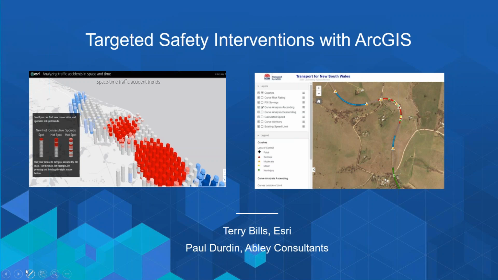Today's webinar is the third in the series that we've done with Abley, who we think is actually doing some very important and creative work in safety with GIS. The first webinar focused on out-of-context curves and how we can use GIS to identify dangerous road curves. The second webinar focused on identifying dangerous intersections and identifying risks based on a few critical roadway infrastructure variables.